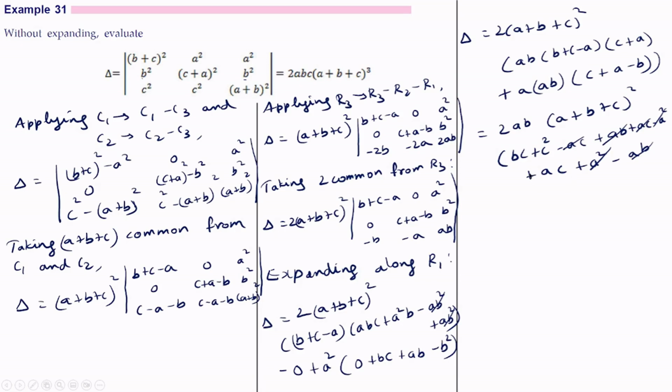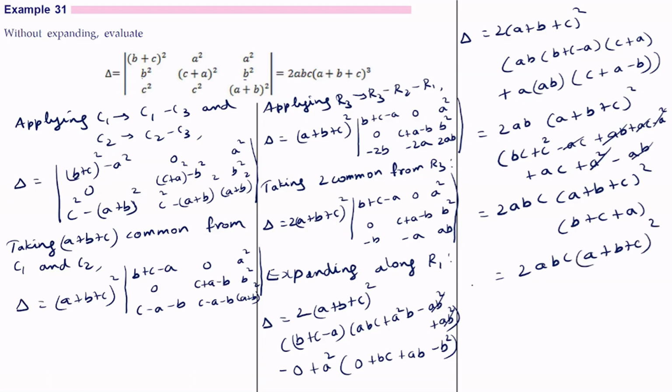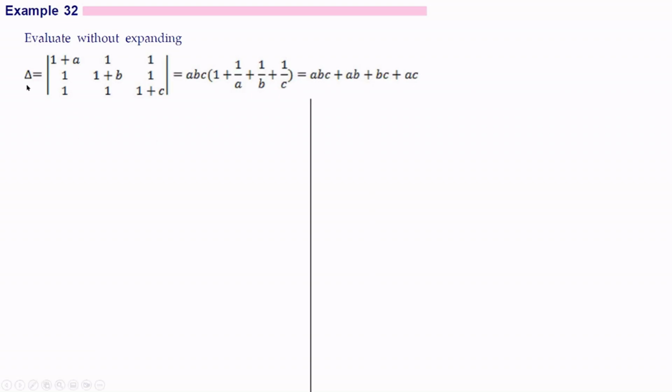Here again c is common, which can be taken outside. So this is 2abc into a plus b plus c the whole square into b plus c plus a. This b plus c plus a is nothing but a plus b plus c. So this is equal to 2abc into a plus b plus c the whole square. So we are asked to evaluate this determinant, and it is equal to 2abc into a plus b plus c the whole cube. It is a plus b plus c the whole square into a plus b plus c. So it is a plus b plus c the whole cube. So this is delta. Now we have the next example.